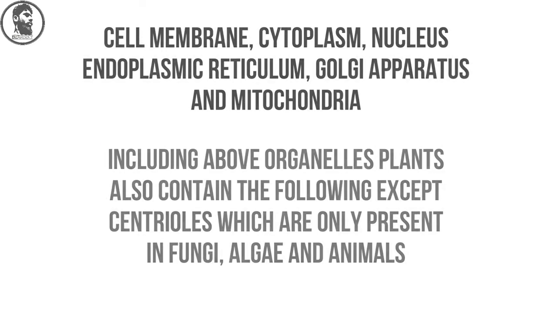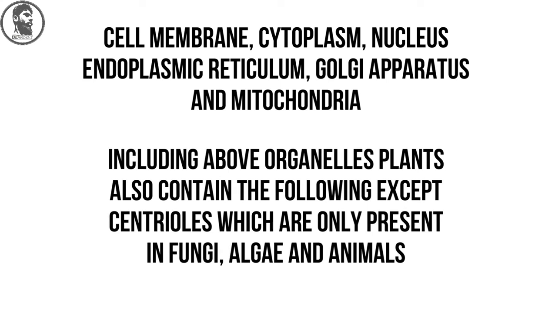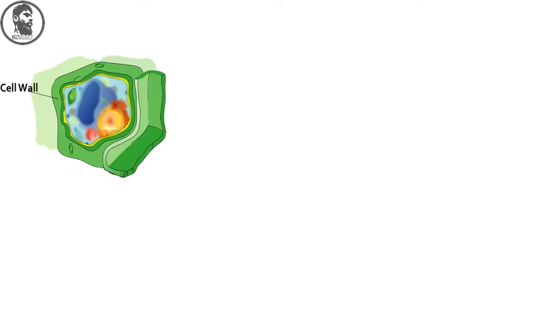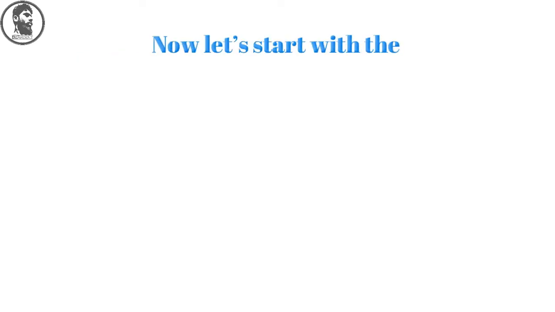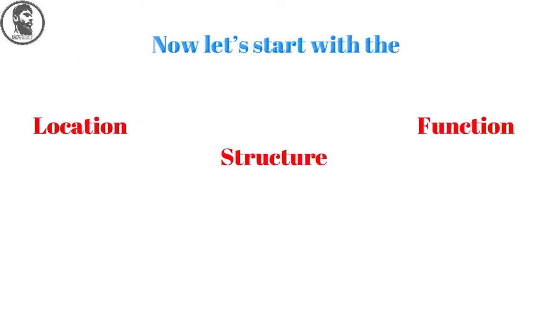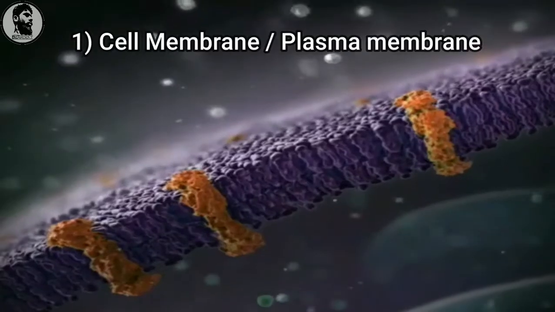But including above organelles, plants also contain the following except centriole, which are only present in fungi, algae and animals. Plants contain these organelles also, like cell wall, plastids and vacuoles. Now let's start with the location, structure and function. First one is cell membrane.